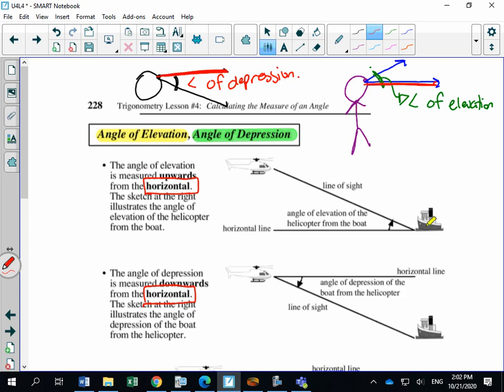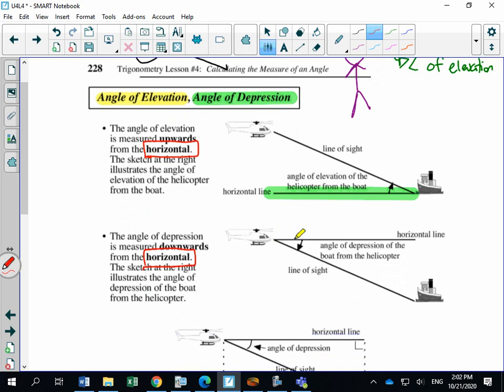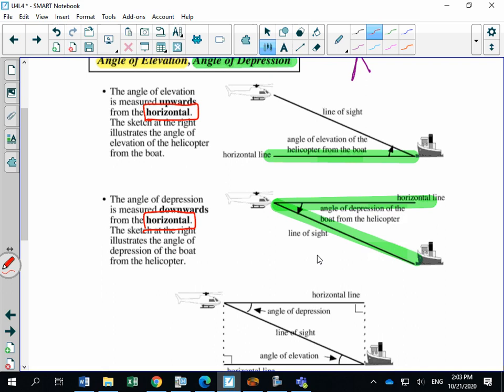So just to show you, here's a ship. People are on the ship. This would be the horizontal line. And then they could raise their eyes to the helicopter. That would be the angle of elevation. Okay? The helicopter stares straight ahead. That's the horizontal. Or the pilot could stare down at the ship. That would be the angle of depression.